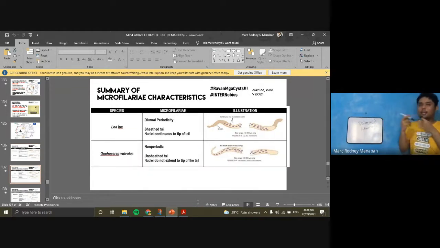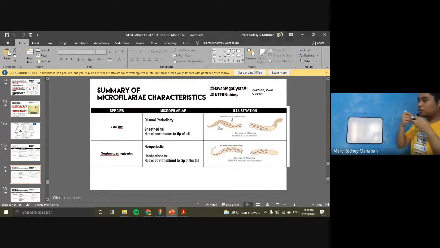Next, we go to Loa loa. For Loa loa, as you can see in the description, the nuclei are in a continuous row until the tip. So how do we remember? Loa loa, you can say it in a long voice. Your voice is continuous when you pronounce Loa loa, so the nuclei are also continuous to the tip of the tail. So that's for Loa loa. It is sheathed.